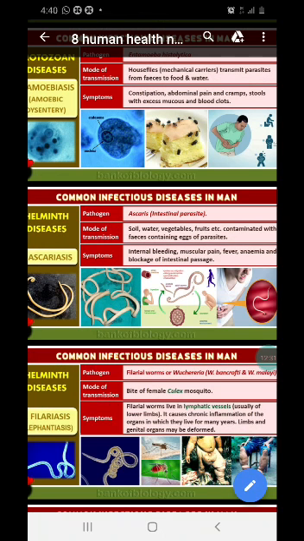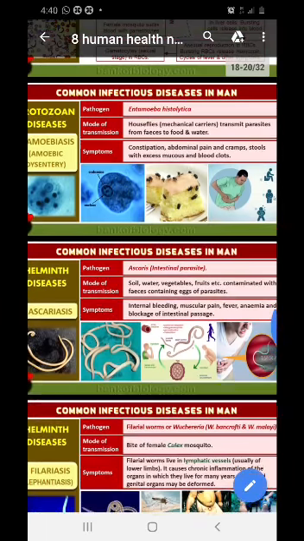Next is amoebic dysentery or amoebiasis, right? It is caused by a pathogen, an amoeba that is a protozoan, called Entamoeba histolytica. What is the name of the pathogen? Entamoeba histolytica. And how do we get this disease? What is the mode of transmission? Through contaminated food and water.